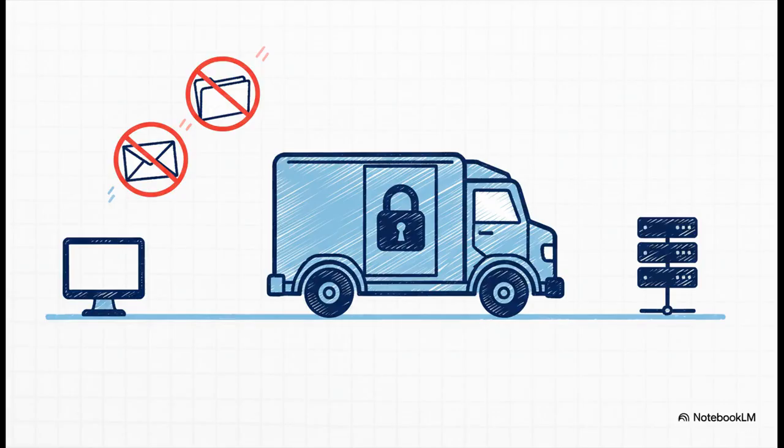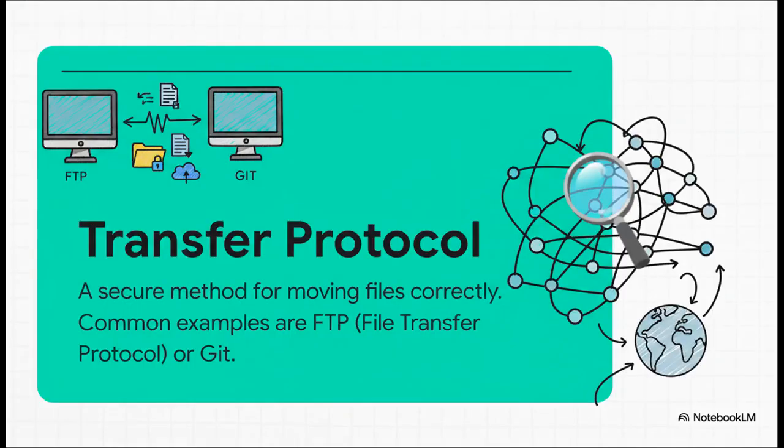You've got a home for your files now, but how do you get them there? You can't just email them or drag and drop them into some random folder. You need a special, secure way to do it. And that's where a transfer protocol comes in. It's just a fancy name for a set of rules for moving files correctly and securely from your computer to another one. The classic way to do this was something called FTP, or File Transfer Protocol, but the modern, professional standard these days is a system called Git.